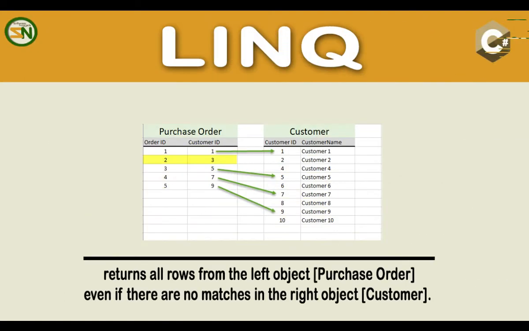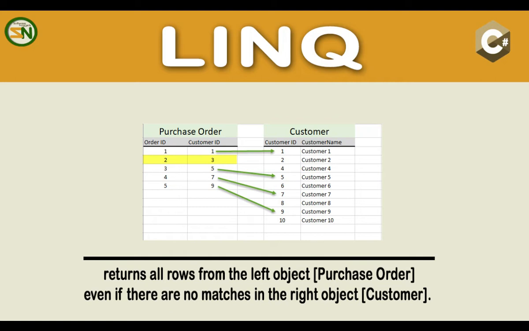Let's do this. You can clearly see there are two objects, the purchase order object and customer object. And you can see that the purchase order object is on the left and the customer object is on the right. Now let's read the definition. The left join will return all rows from the left object, even if there are no matches in the right object. As you can see here, the second column in the purchase order object, customer ID, links to the first column in the customer object.